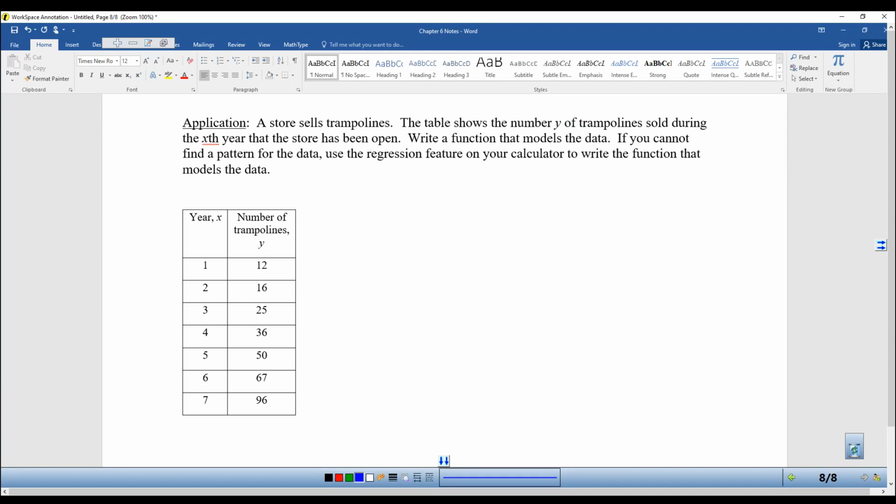All right, last one. So a store sells trampolines. The table shows the number Y of trampolines sold during the X year that the store has been open. Write a function that models the data. So I'm always going to try adding first because it's easy. So this is add 4, add 9, add 11.